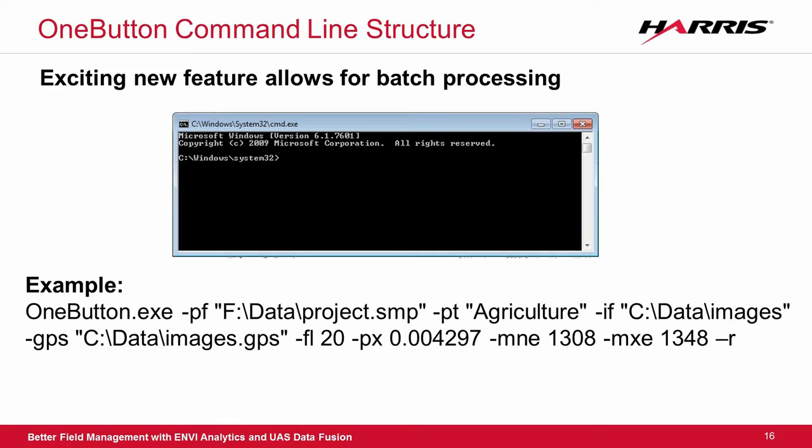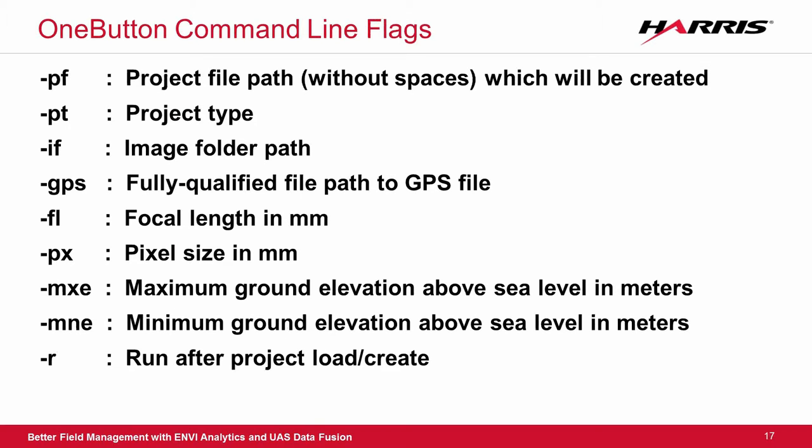It just needs the OneButton executable and then all kinds of flags with information, metadata that we need for the project. So if we go into the next slide, you can get some explanation about all these different flags. We start off with the project file path and directory and the project name. And then we have all types of predefined templates where the software defaults based on the application and the project type. Again, this is based on our experience with aerial imagery and how the software works. So we have all kinds of predefined, such as agriculture, urban mapping, construction. And again, it really depends on what you're trying to do.